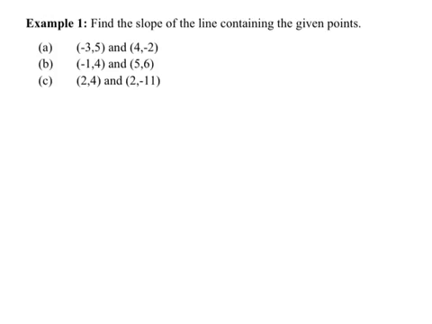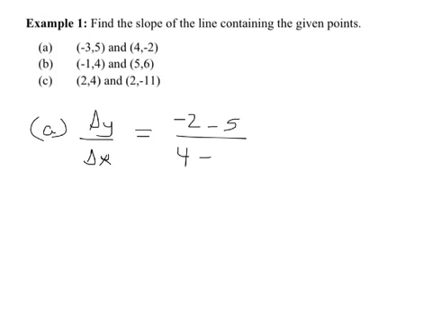Let's take a quick look at example 1 and find the slope containing the given points. So for part A, remember my formula is change in y over change in x. So I simply have to look at my y's. It's going to be change in y, negative 2 minus 5 all over 4 minus negative 3. Again, this is my change in y, negative 2 minus 5. My change in x is 4 minus negative 3. Negative 2 minus 5 is negative 7. 4 minus a negative 3 is a positive 7, giving us an overall value of negative 1 as a slope.